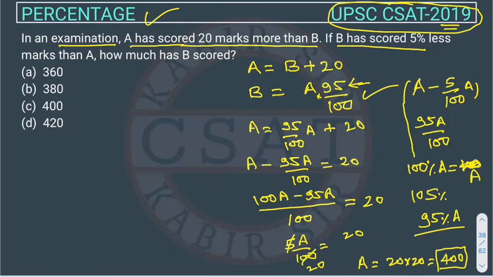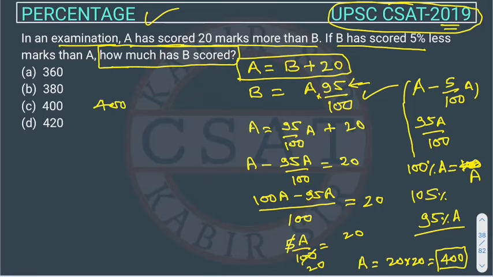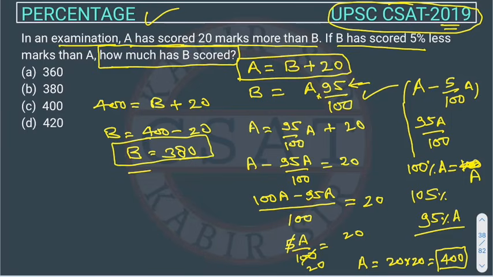Now what he is asking, how much B has scored. We have to calculate the value of the marks of B. So B's value, we have to put in this equation. We got 400 is equal to B plus 20. So B is equal to 400 minus 20. It will come out 380. So how much B scored? B scored 380 marks, right? So the answer is option B.